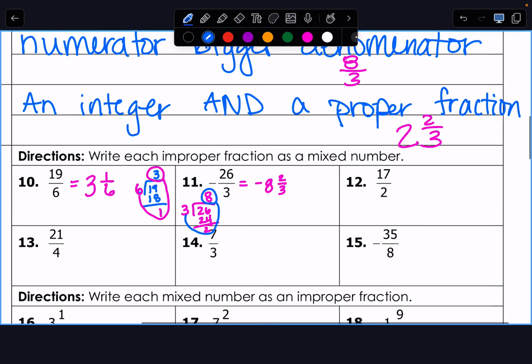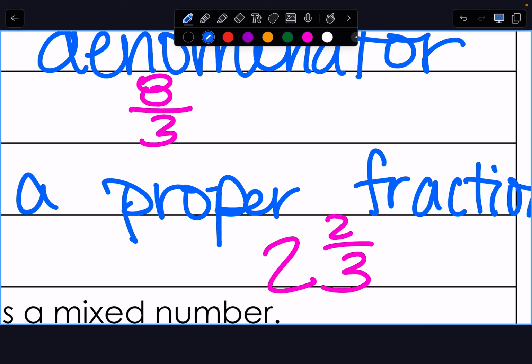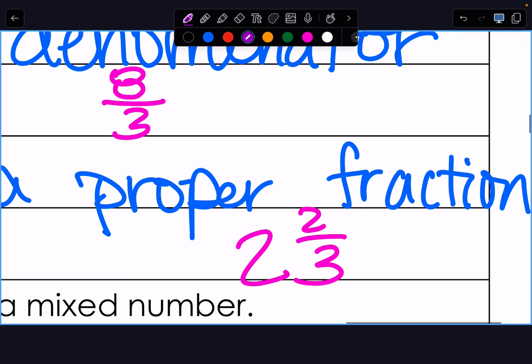Okay. So how do I go from 2 2/3 to 8/3? Keep the bottom number, multiply the bottom and left, and add the top. Let's try that. Keep the bottom number. What's our bottom number? 3. Multiply the bottom and left and add the top. So what does that give us? 2 times 3 is 6 plus 2 is 8.